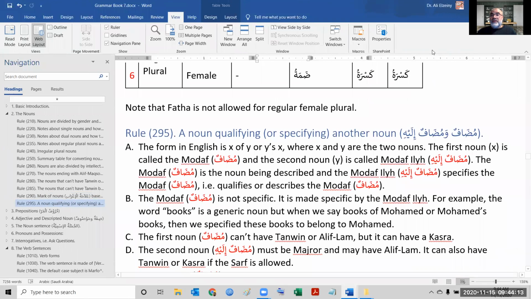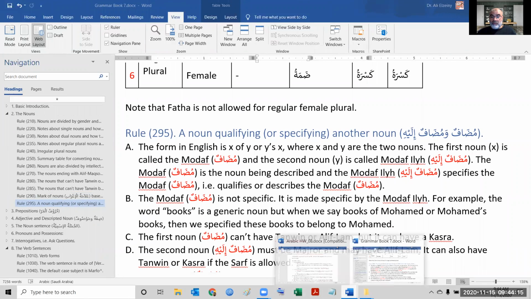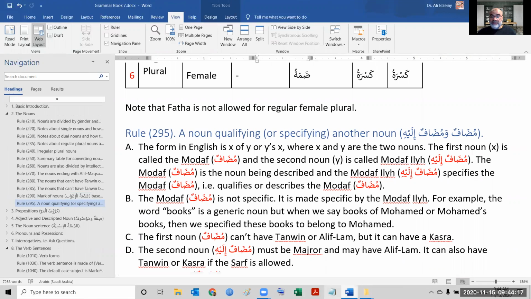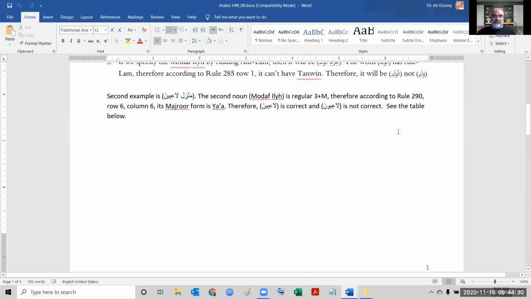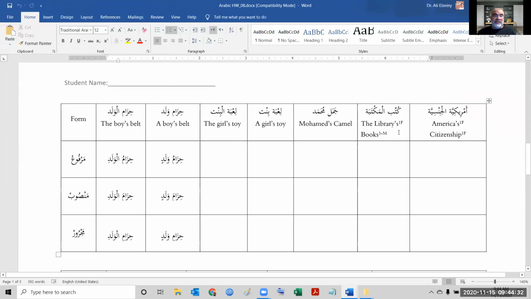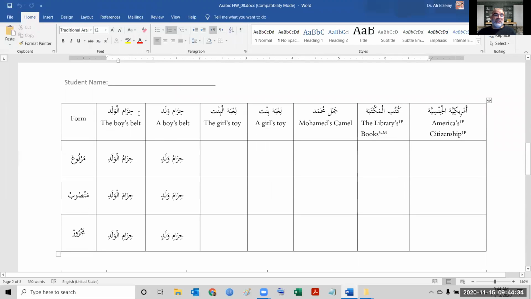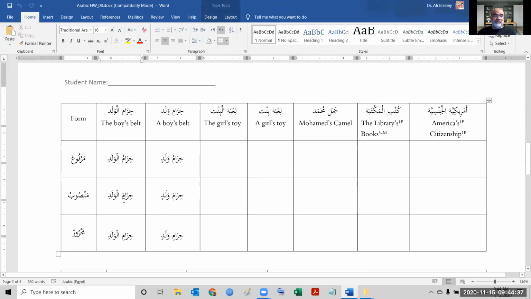So let's go back to the homework. First of all, I'm specifying the rules that we will need to complete the first table, to complete these tables. And we would work on it together. So let's start with this example, which is the boy is built. The boy is built.